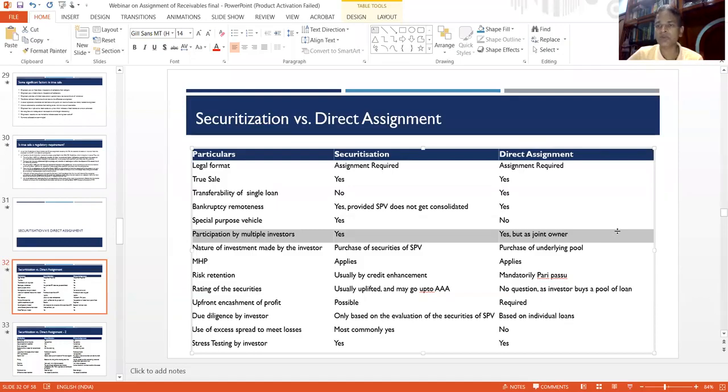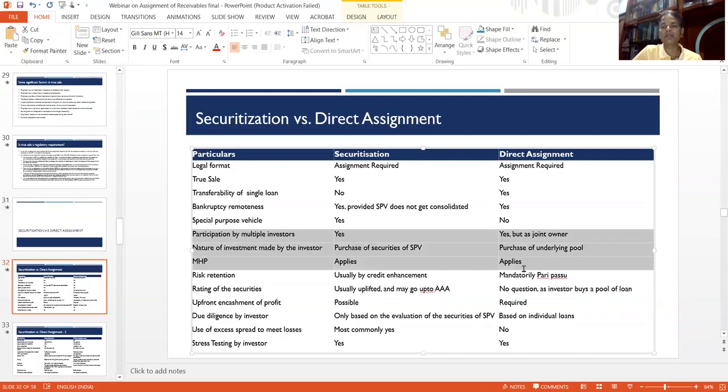Nature of investment made by the investor. What is the investor buying? In case of securitization, the investor is buying so-called pass-through certificates. By the way, I must quickly say that in India, the format is one of pass-through certificates. That's not necessarily the rule world over, but in India, it's mostly PTCs. So the PTC is a security of the special purpose vehicle. So the investor is buying a security. What the investor is buying will appear as a security in the books of the investor. In case of a DA, the investor is buying a loan. So the transaction will appear as a loan in the books of the buyer in case of a DA transaction.